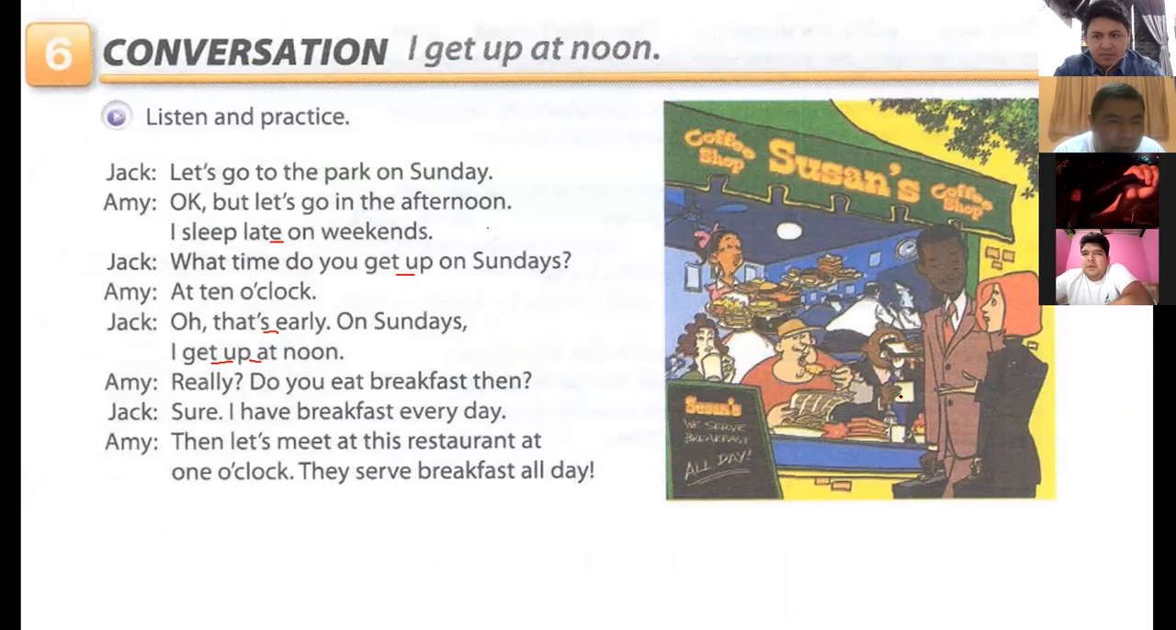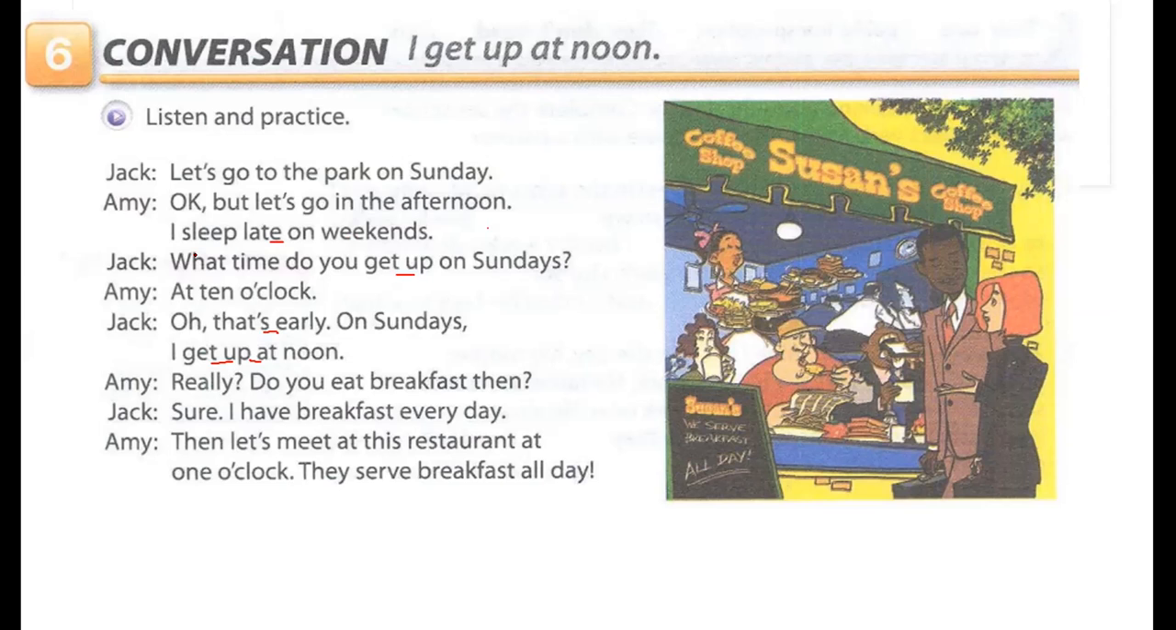Okay. Let's go in the park on Sunday. Nelson. Okay, but let's go in the afternoon. I sleep late on weekends. Mm-hmm. What day do you have at Sunday? Mm-hmm. At 10 o'clock.